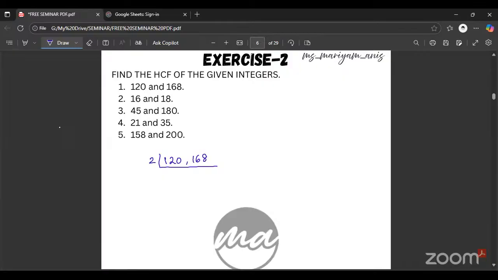We can divide 60 and 84. Now, again, can we divide them by 2? Yes, which will be 30 and 42. Can you divide them again by 2? Yes. What is it? 15 and 21.